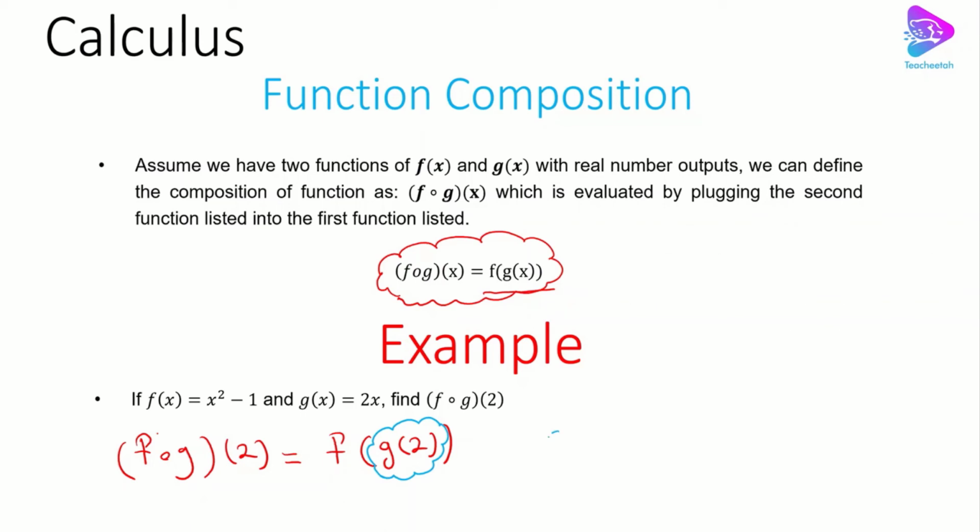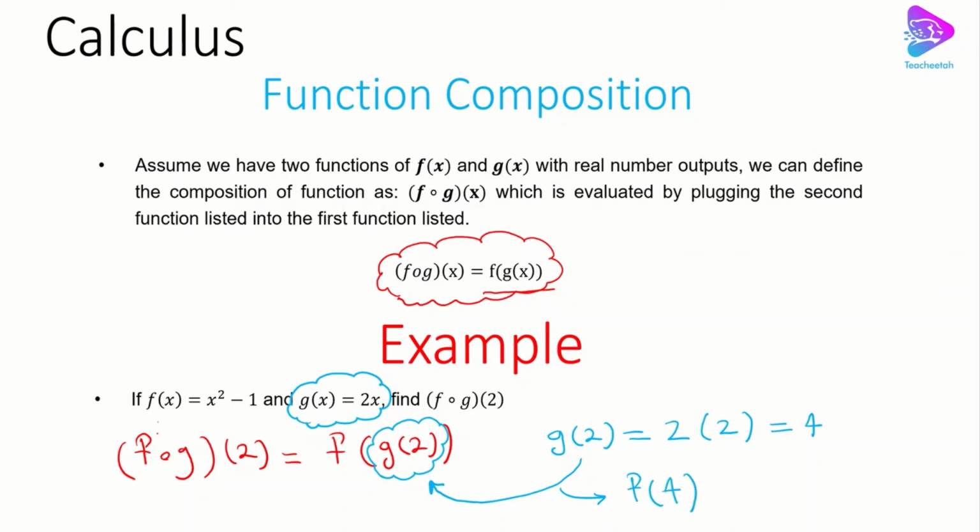So let's see what g of 2 is. g of 2, as you can see, the function is 2 times x, so it's going to be 2 times 2 equals 4. And now it's time to find f of 4, because g of 2 is going to be plugged in here. Therefore, from there we have f of 4.